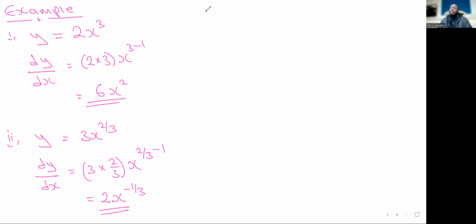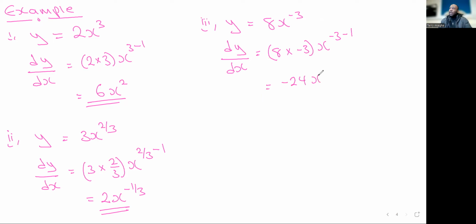Okay? Let me pick maybe 2 more. So if you have y is equal to, let's have a negative this time, let's see, 8x to the power minus 3, for instance. And we are told to differentiate. So dy over dx will be equal to the same thing. You take the power and multiply by the constant. So it will be 8 multiplied by minus 3. You're bringing it down. Then the power you have there, you subtract what? 1. Are you seeing it? And 8 times minus 3 will give you minus 24, then x to the power minus what? 4. Okay.